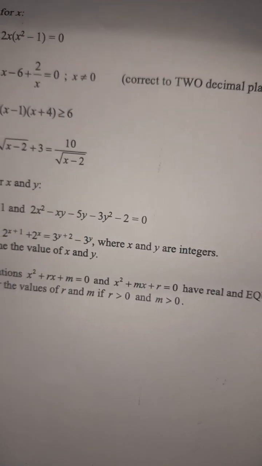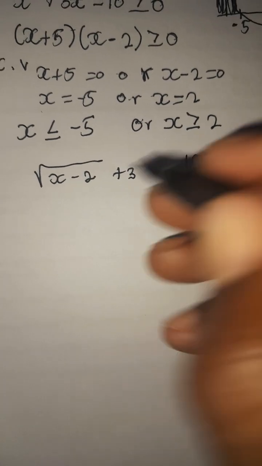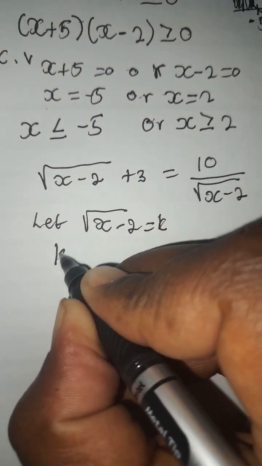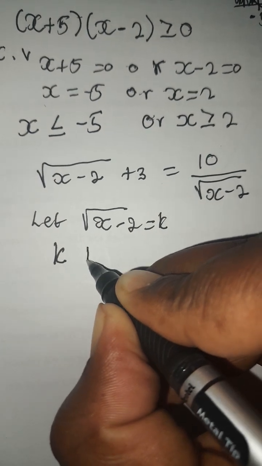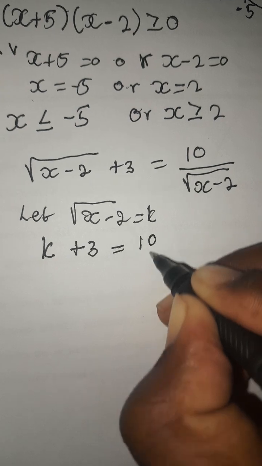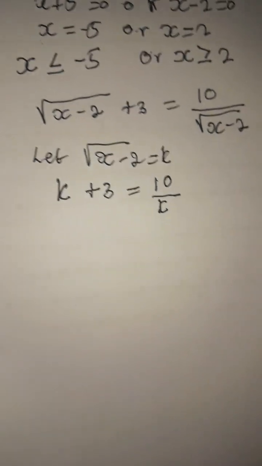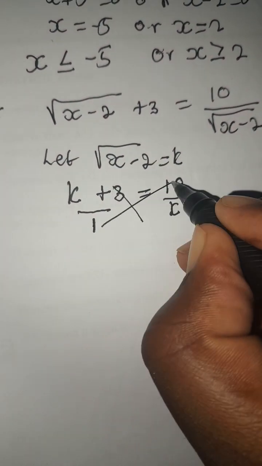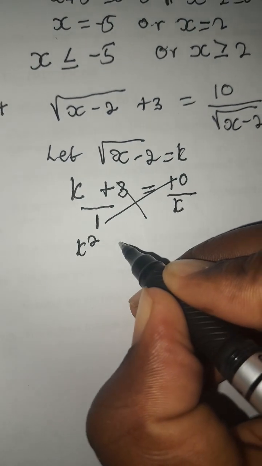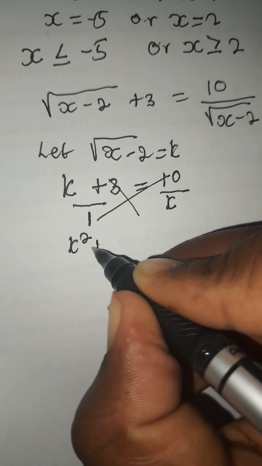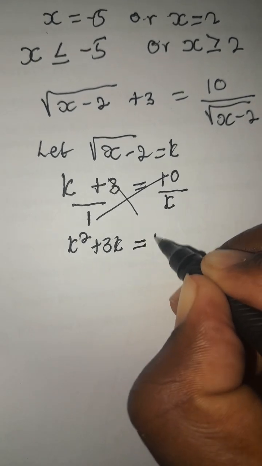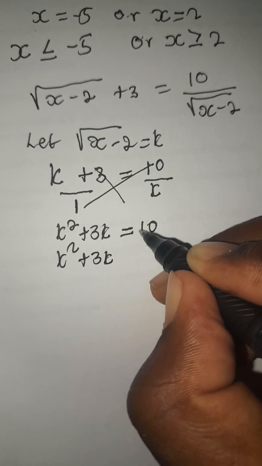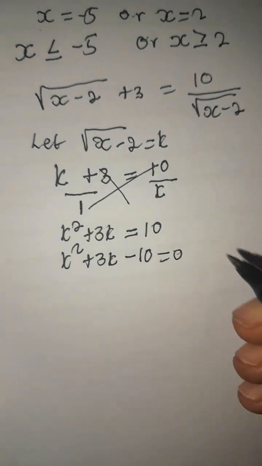Therefore, we said let root x minus 2 be equal to k. So meaning that where we see root x minus 2, we'll replace it by k. So k plus 3 is equal to 10 over k. From here, it's the same as having k plus 3 over 1, then we can cross multiply. k multiplied by k, that will be k squared. k multiplied by 3, that will be 3k. Then 1 multiplied by 10, that will be 10. Then let's put this into standard form: k squared plus 3k, then when we take 10 to the other side, that will be negative 10, equal to 0.